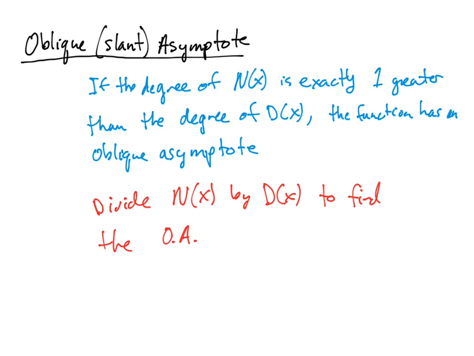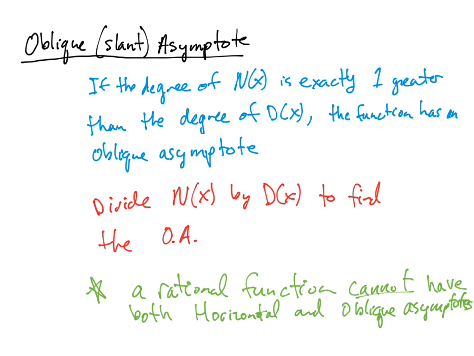One thing to mention about oblique and horizontal asymptotes is that a rational function cannot have both oblique and horizontal asymptotes. So the result of this is that if we have a rational function and we're trying to graph it, and we find that the function has a horizontal asymptote, we don't even need to consider whether there's an oblique asymptote or not. So that kind of narrows down the procedure for us.